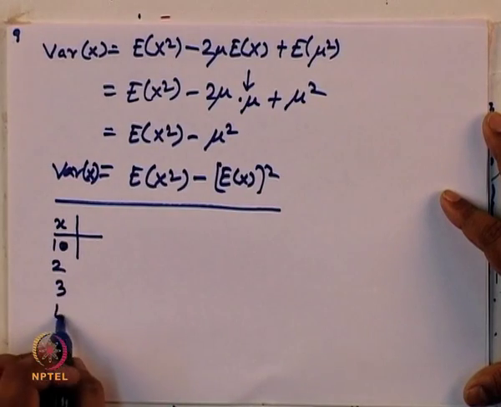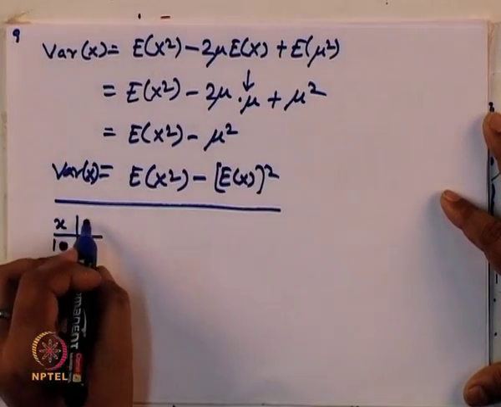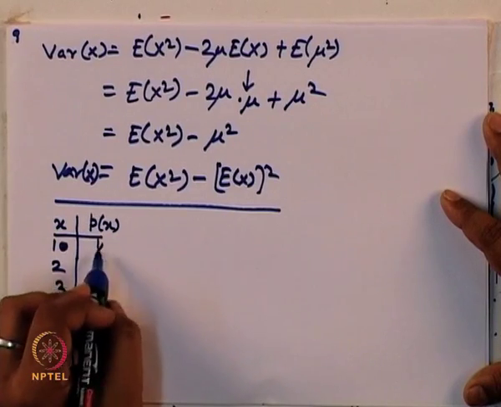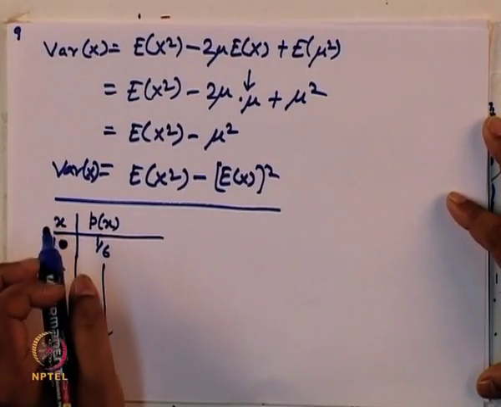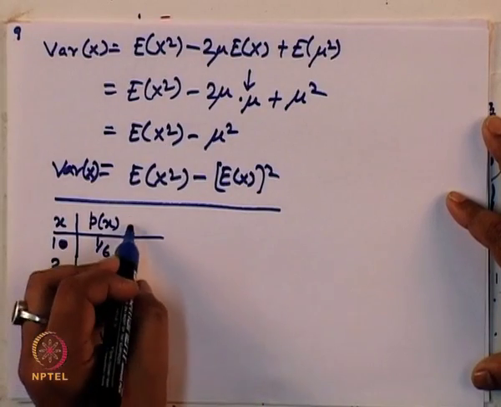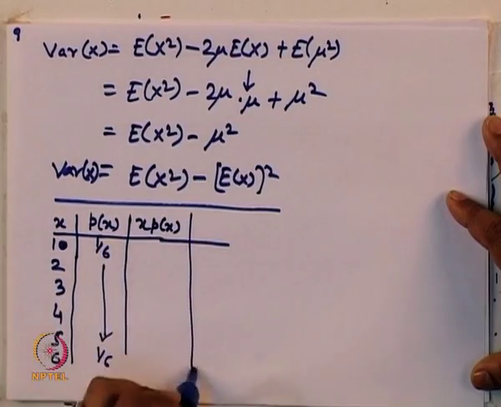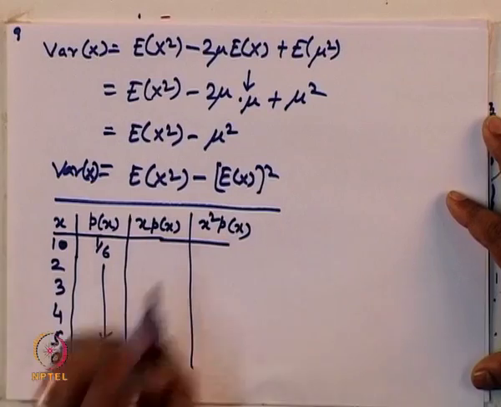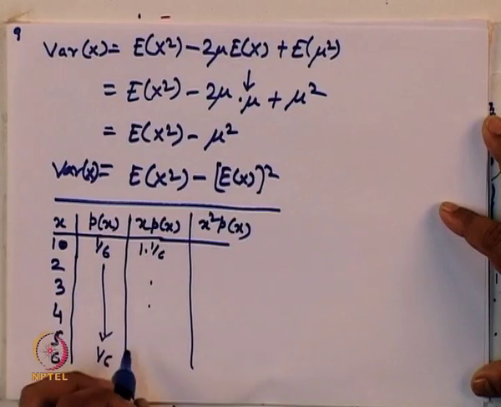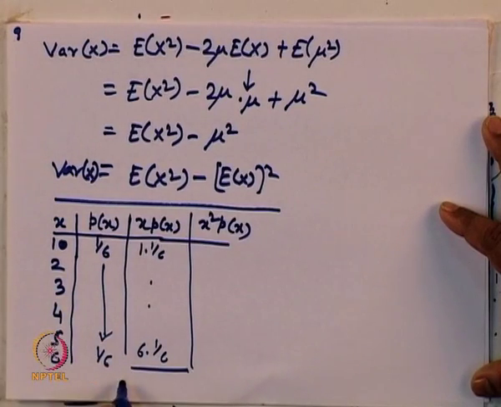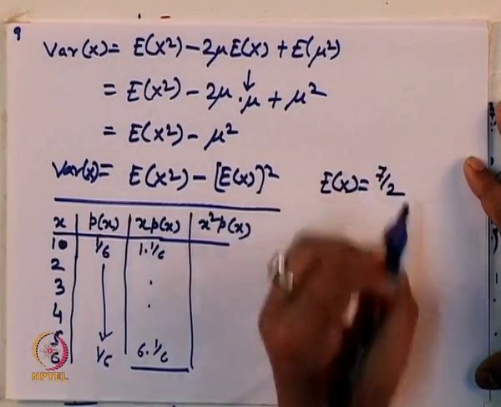So, let us say for the die roll you have x values of 1, 2, 3, 4, 5 and 6, and you have probability all of 1 by 6. So, what is my variance? For calculating my expectation of x, we have x p(x) and x square p(x). Expectation of x we had already calculated before, it turned out to be 7 by 2.